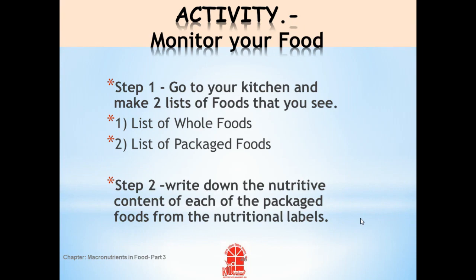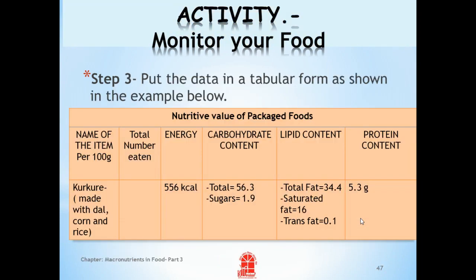So for that, I already have a list which has the nutritive value mentioned. The next list you will make is of packaged foods. Then the second step is you write down the nutritive content of each of the packaged foods from the nutritional labels. Okay, so every packaged food has a nutritional label. Once you do that, you put the data in a tabular form as it is shown in the example below.